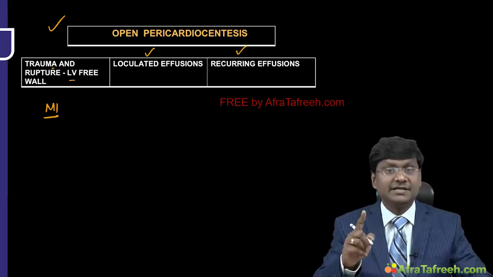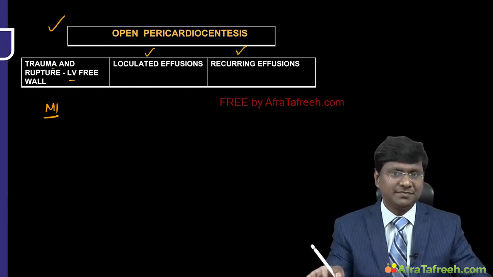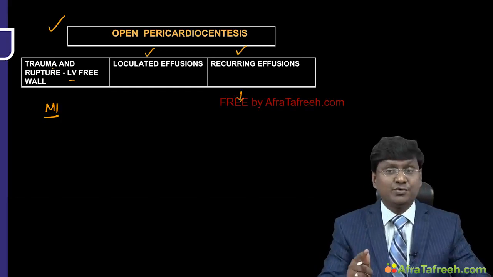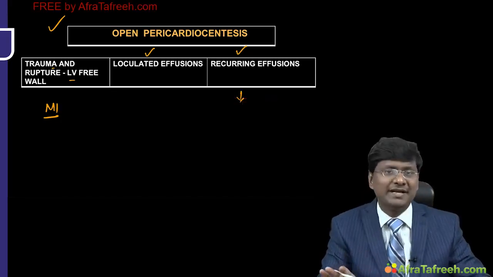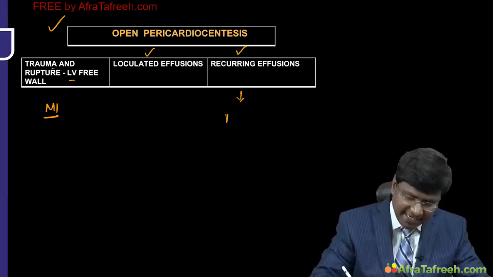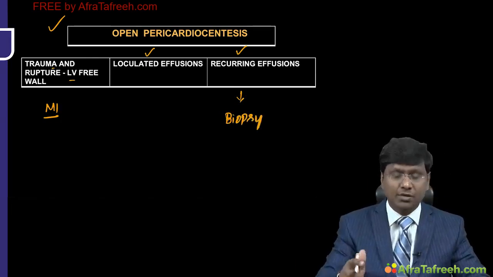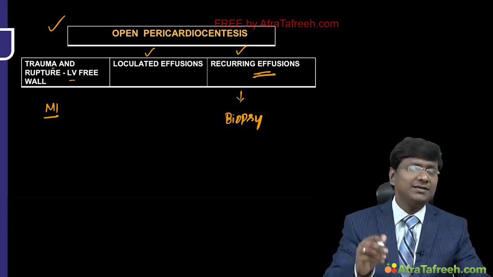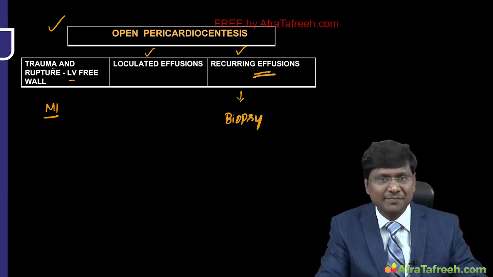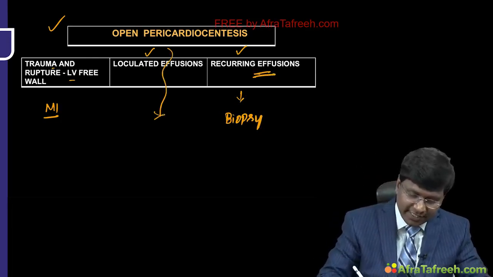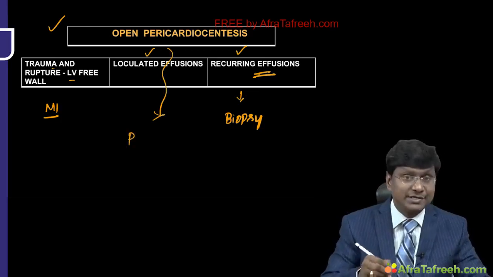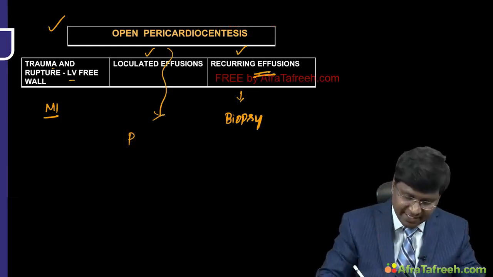And if there is recurring effusion, you also need to do open pericardiocentesis, and then take a biopsy of the tissue to determine the cause of the recurrent effusion. So basically, in open pericardiocentesis, you need to create a pericardial window.